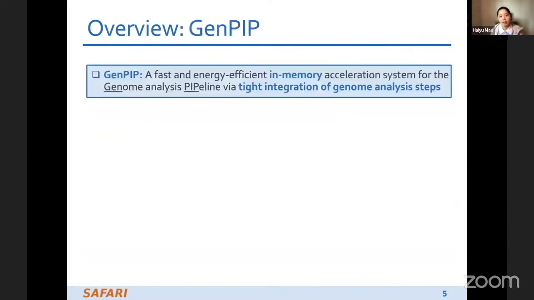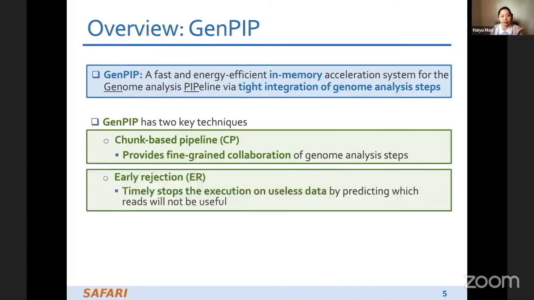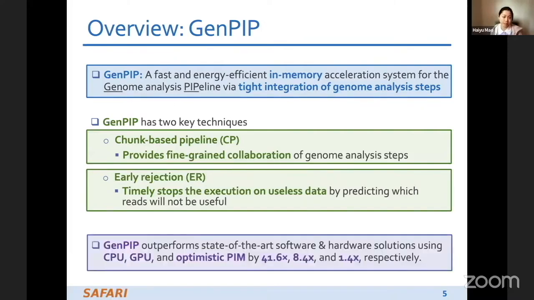GenPIP is a fast, energy-efficient in-memory acceleration system for the genome analysis pipeline via tight integration of genome analysis steps. GenPIP has two key techniques. The first one is the chunk-based pipeline, which provides a fine-grained cooperation of genome analysis steps. And the second one is early rejection, which timely stops the execution on useless data by predicting which reads will not be useful. GenPIP outperforms the state-of-the-art software and hardware solutions.